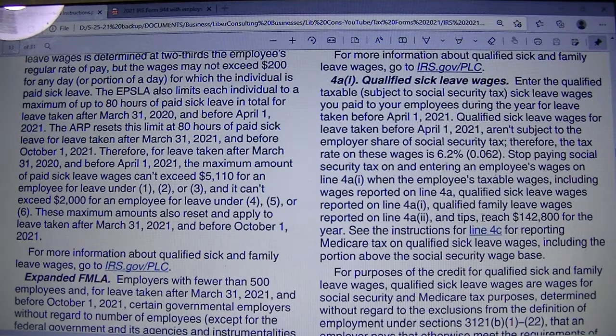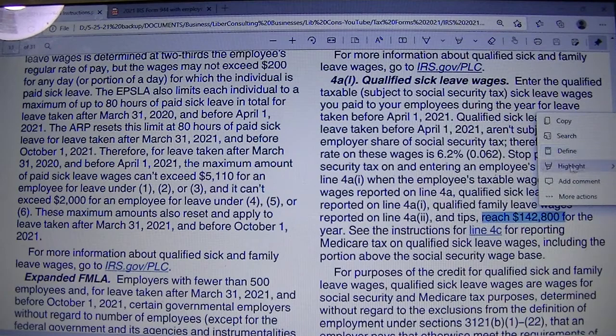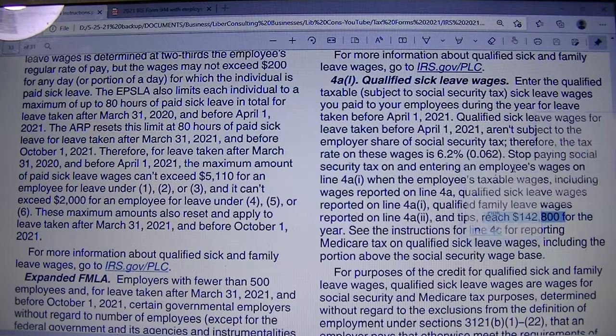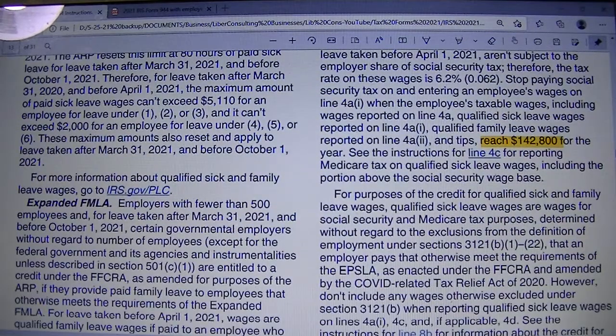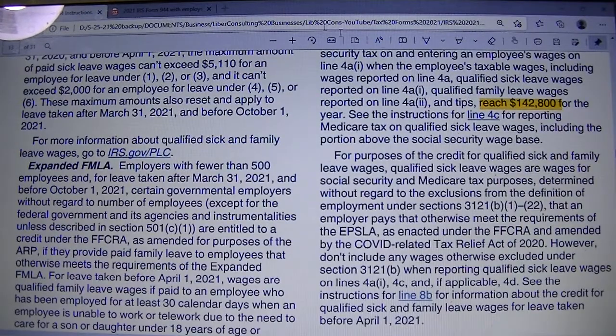Yeah, I believe you will withhold Social Security tax on employees' wages until you pay that person over 142,800. But you will continue to withhold Medicaid tax on the wages you pay the person, but there is a cap for the Social Security. So let's go back to the form again.